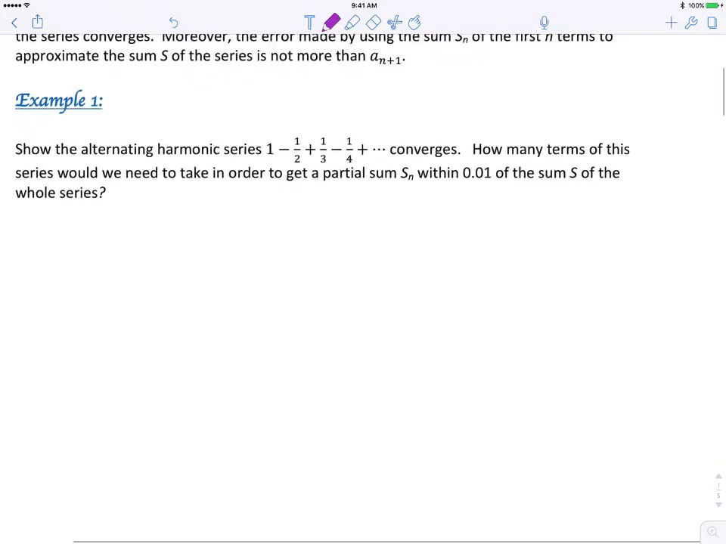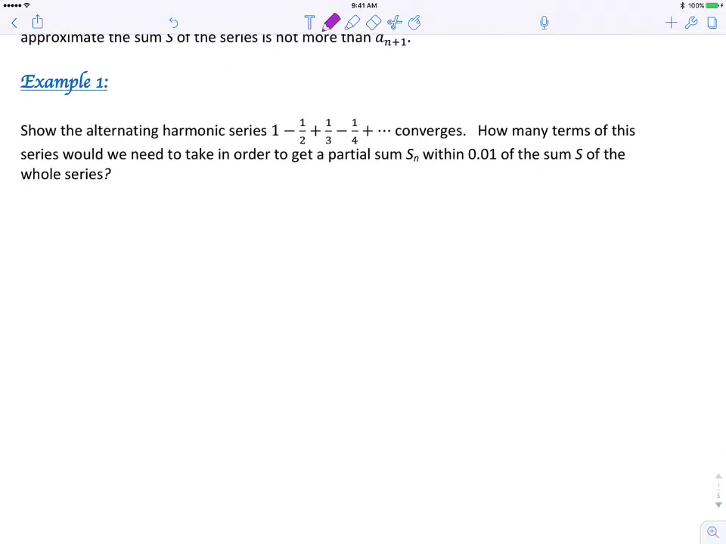So let's take a look at an example. Show the alternating harmonic series converges. And then how many terms of this series would we need in order to get a partial sum S_n within 0.01 of the sum of the whole series?